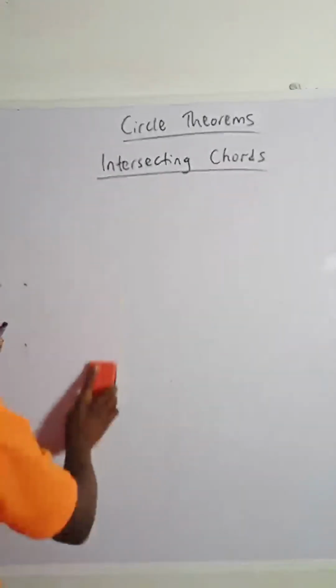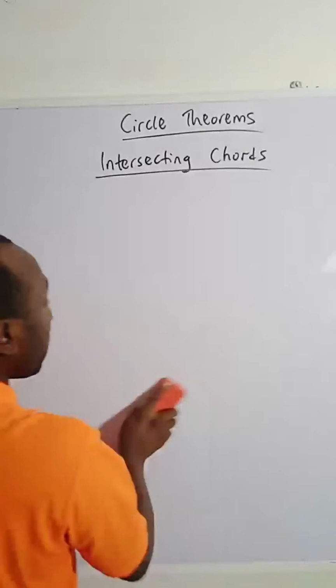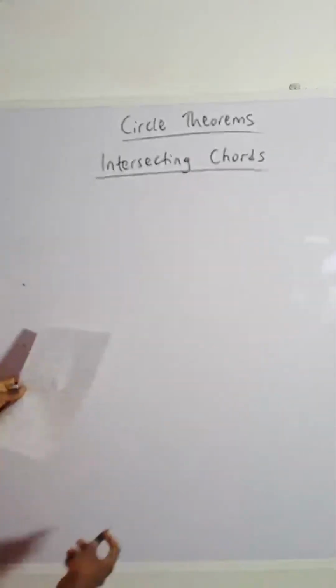So don't forget the three cases. The first one, two chords in the circle. The second one, two secants. The third one, one tangent and one secant. Okay, let's look at an example.